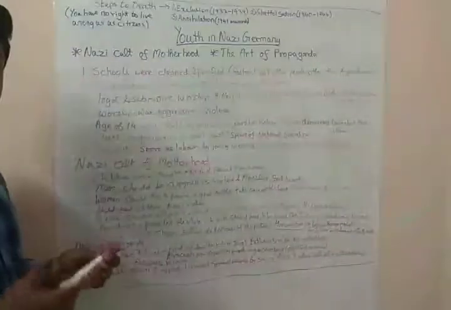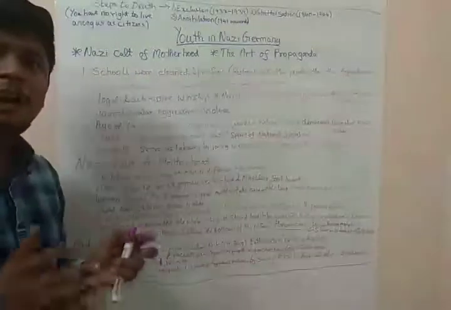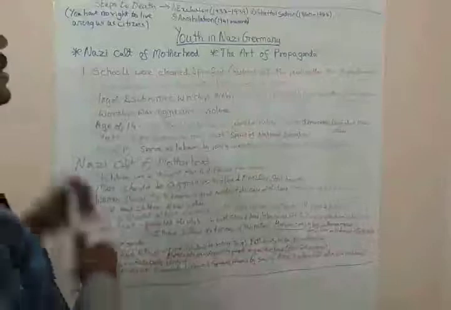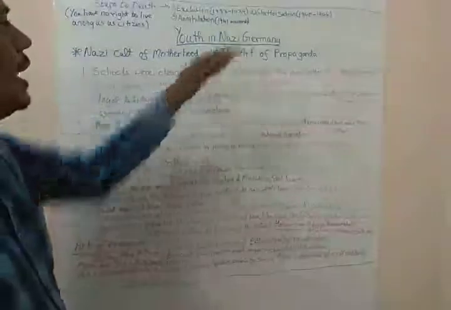So that was the thing. This is how this unit gets completed. Let's have a short recap on this. In the youth in Nazi Germany, two main things were there: the Nazi cult of motherhood and the art of propaganda.